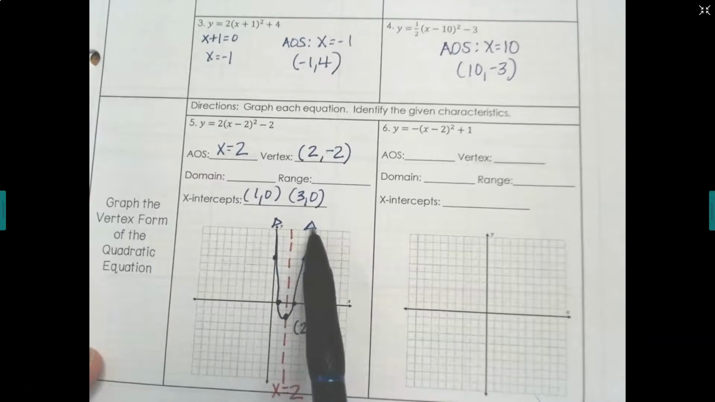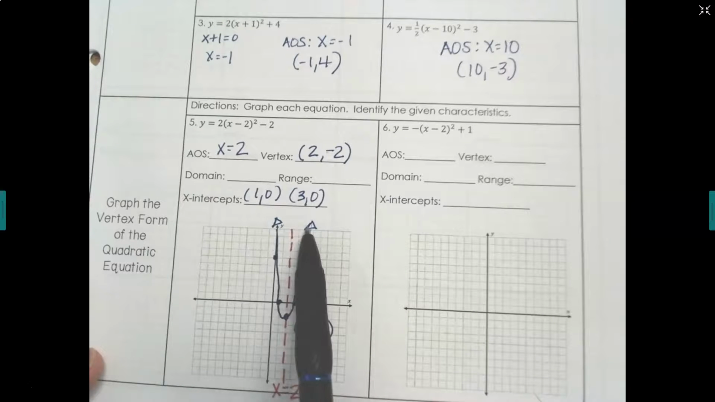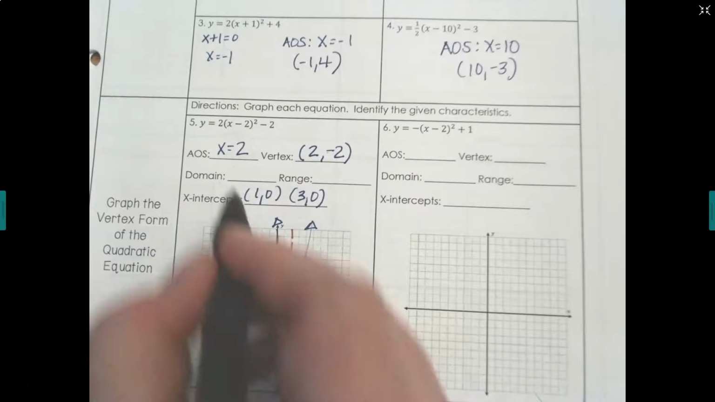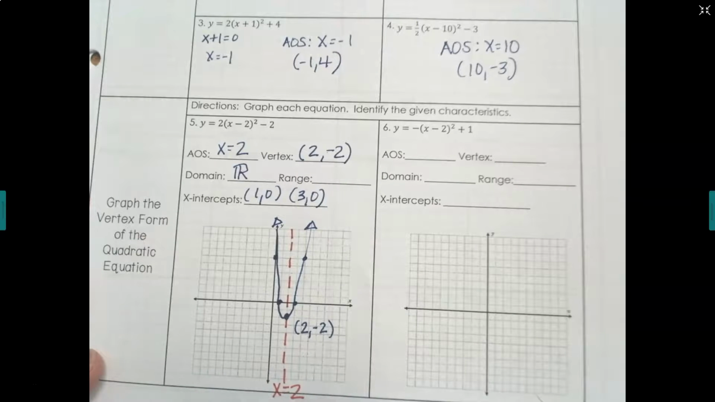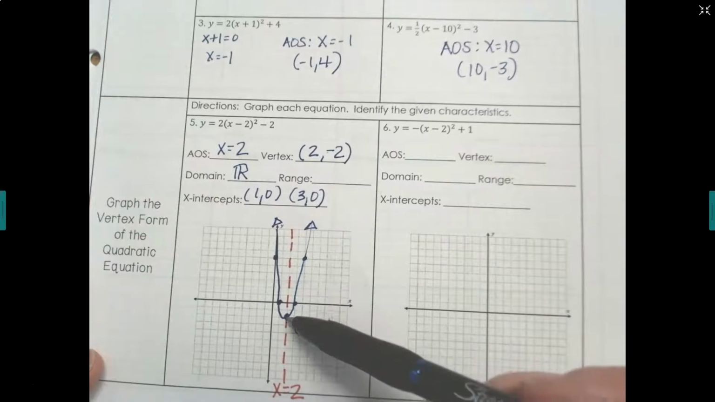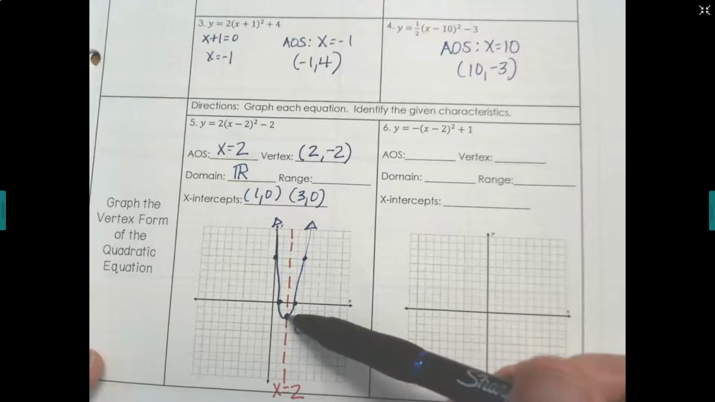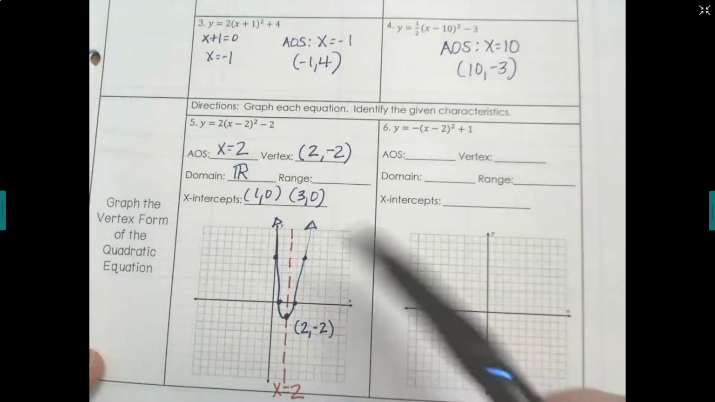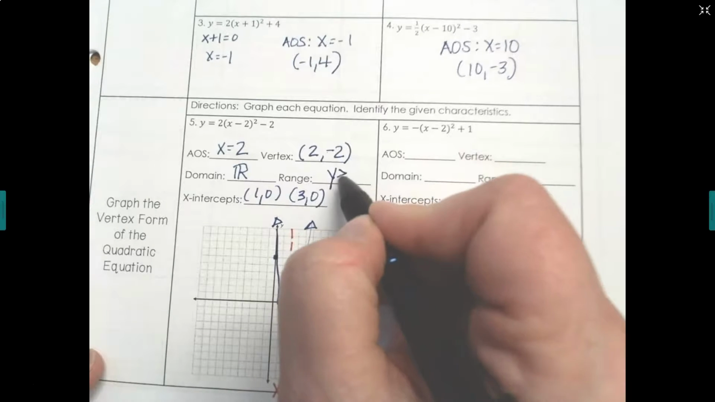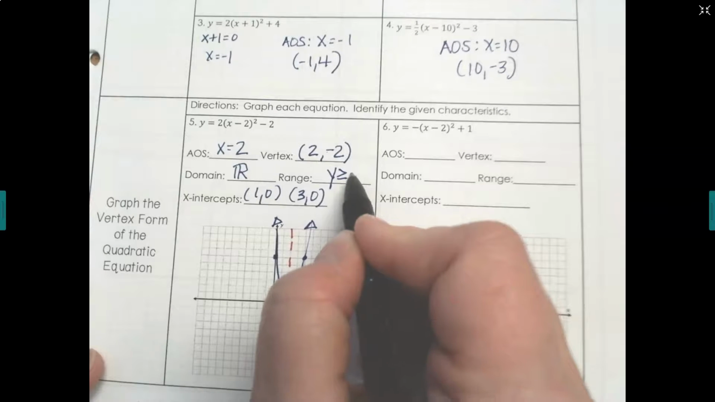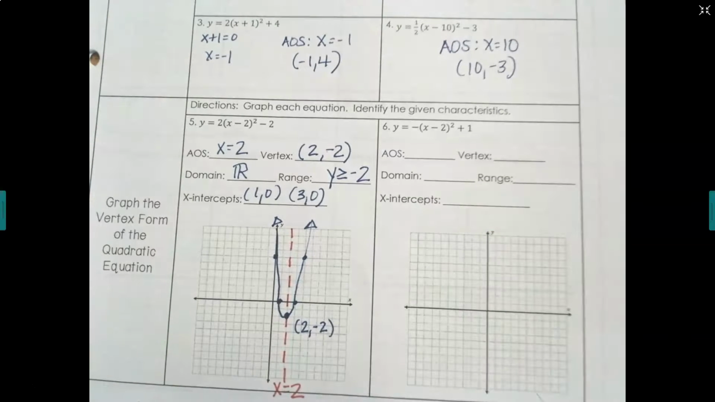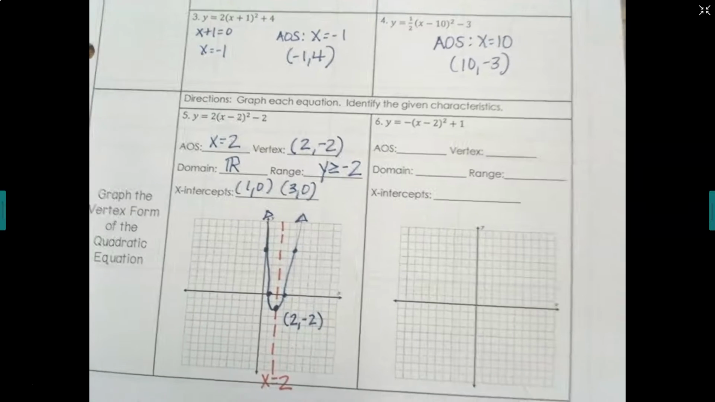This is a non-real world problem where the line's going to continue left and right. So we're going to say this is all real numbers. And our range is based off of where the graph is in relation to our vertex. The entire graph is above it. So all y values in the graph are going to be greater than the y value of the vertex because they're all above it. So they're all greater than -2.